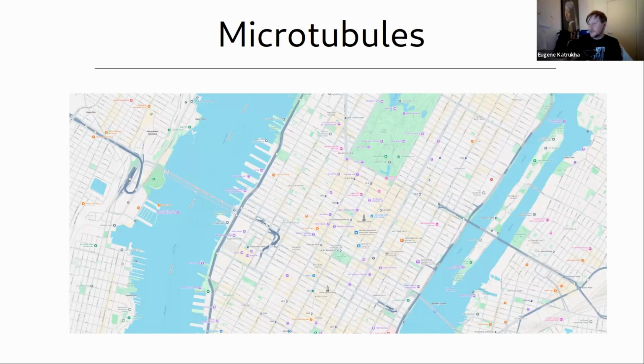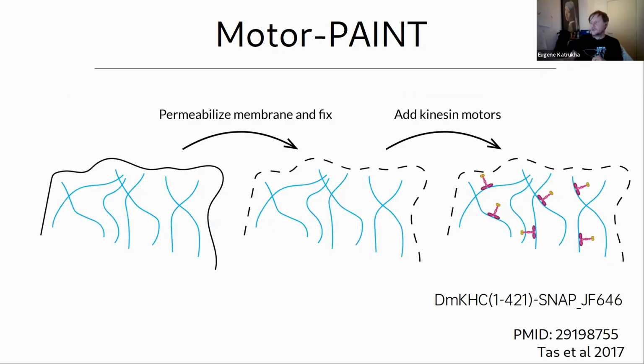So to solve this problem, almost 9 years ago in the labs in our department, we developed the so-called motor paint approach, where we basically permeabilize the membrane of the cells and very gently fix them so that the molecular structure of the microtubules does not get damaged. Then the microtubules remain preserved, and we add purified kinesin motors, which have some label on top of them, and they can diffuse inside the cell.